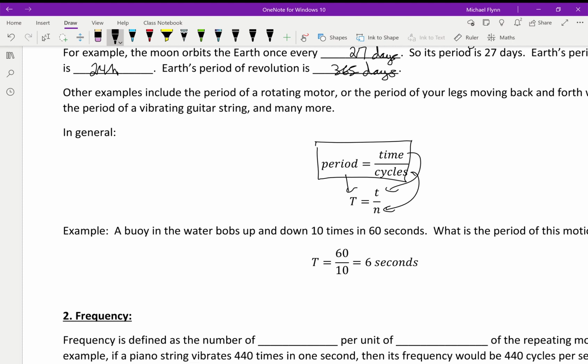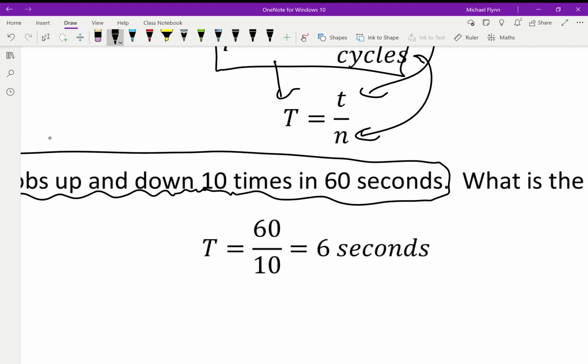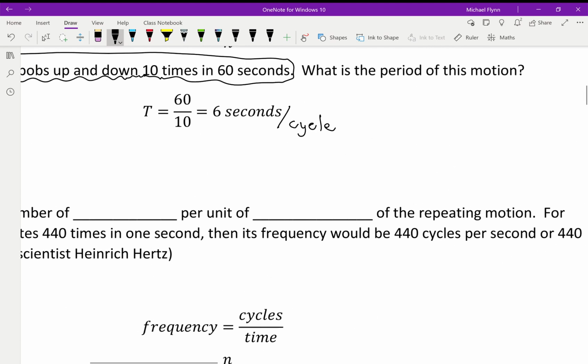So here's an example where a buoy is bobbing up and down in the water because of water waves, and it bobs up and down 10 times in 60 seconds. Now the question is, what is its period? Well, it's time over cycles. So that means 60 divided by 10 equals 6 seconds per cycle. Sometimes we just say 6 seconds. So you get it? It takes 6 seconds for it to bob up and down once. Okay, that's what period means. How much time it takes for 1 cycle.